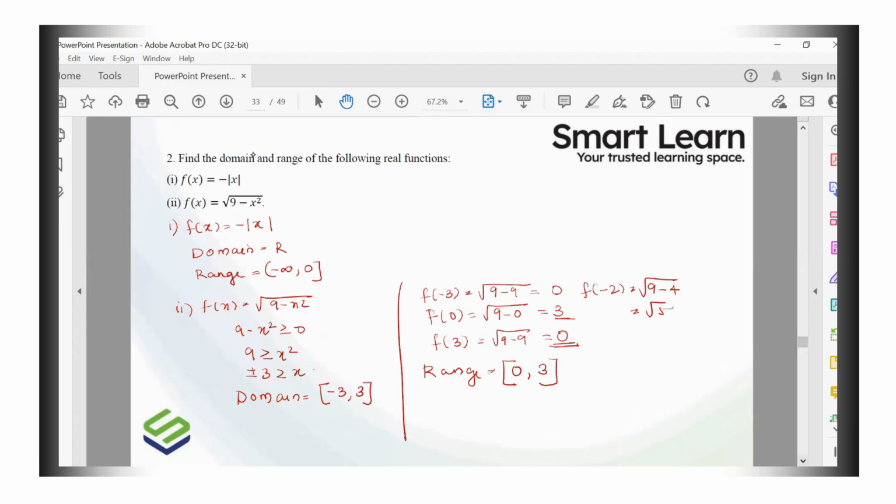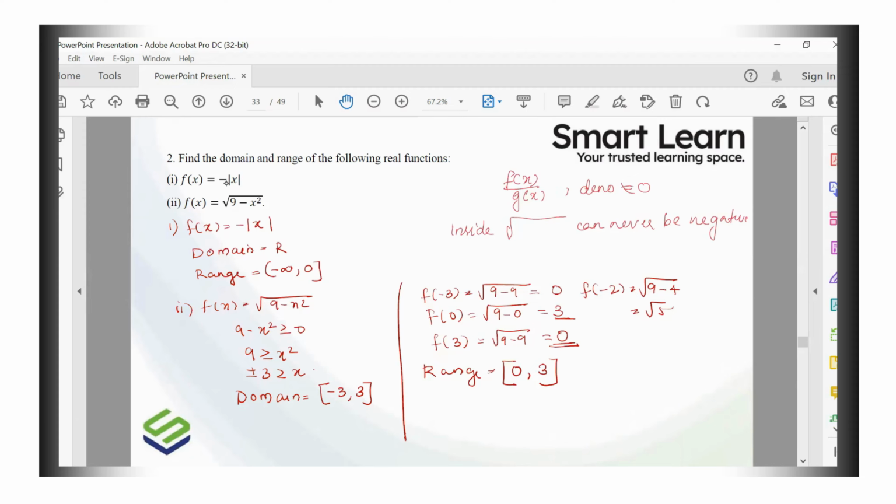Now, find the domain and range. This is very important. So the thing you have to notice, if it is a rational function, f of x by g of x, how will I find it? Here you have to check the denominator can't be equal to 0. That case you have to check. And if it is a square root, the inside of the root can never be negative.